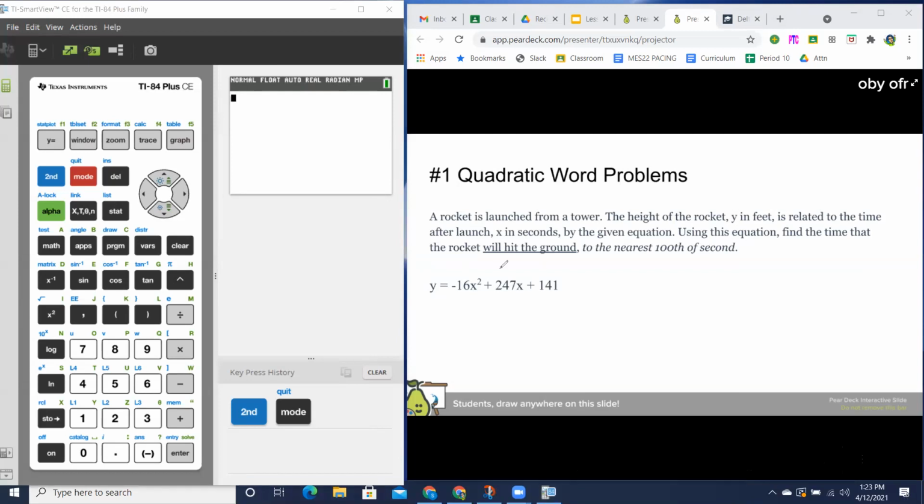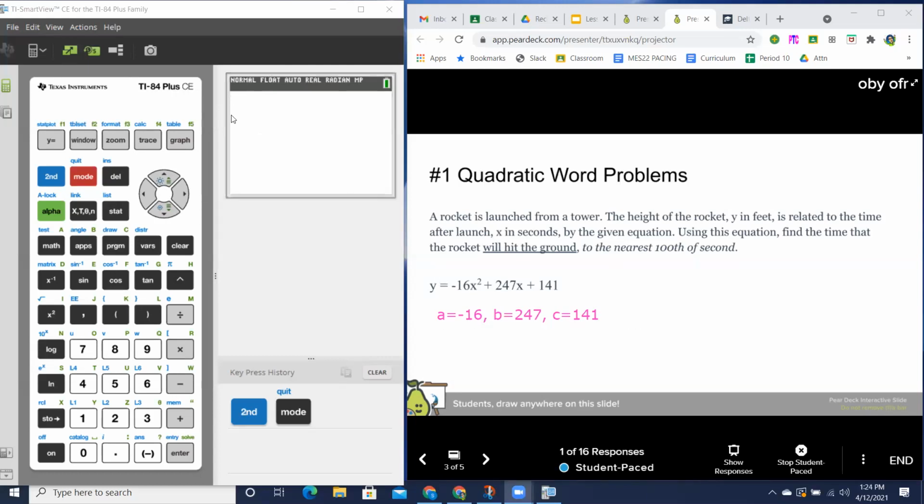I need to identify my A, my B, and my C for this problem. So A is equal to -16, just the number, the coefficient out front. B is equal to 247, and C is equal to 141. And now I'm going to use my TI-84 graphing calculator to help me calculate this problem.